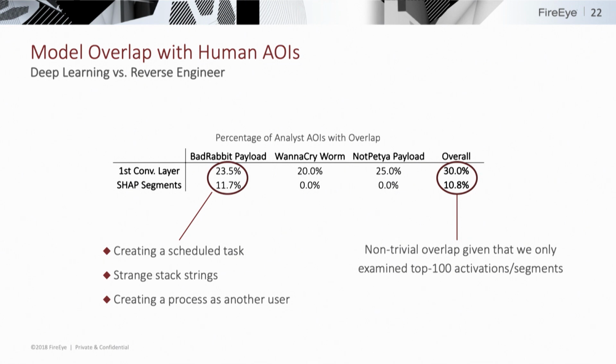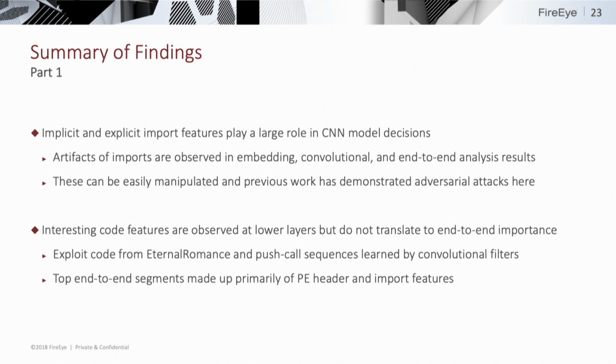Just to give you an idea of what some of these things looked like: creating a task, identifying stack strings that looked weird, et cetera. So to summarize some of the findings at a high level, absolutely number one is that implicit and explicit import features are playing a huge role here. In particular, we saw this in the embedding layer, in the convolutional layer, and in the end-to-end analysis. We did see some lower level code features, but that only ended up happening in those first convolutional layers. It didn't really show up in the end-to-end analysis, which I thought was interesting.